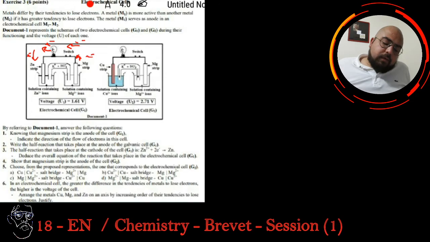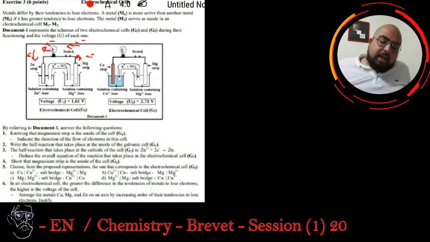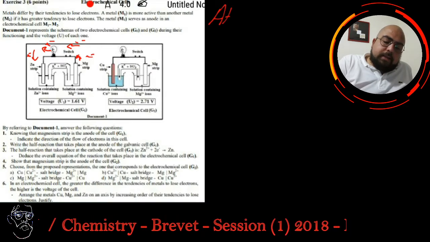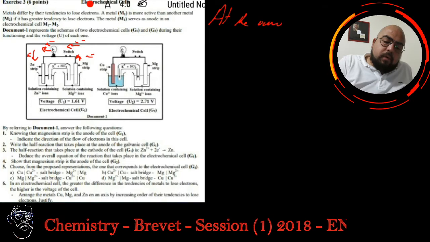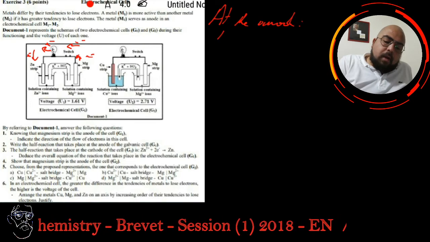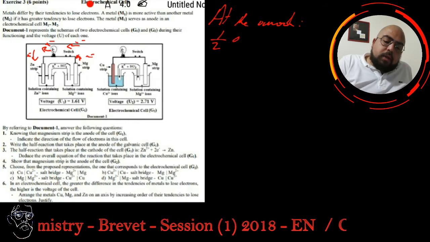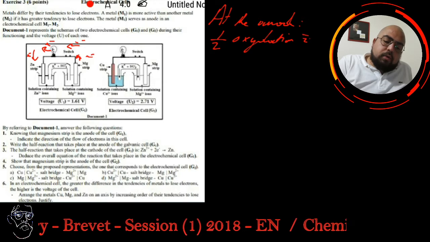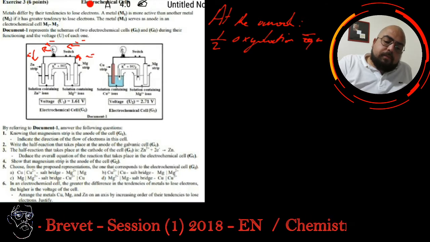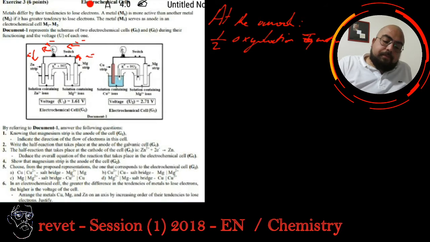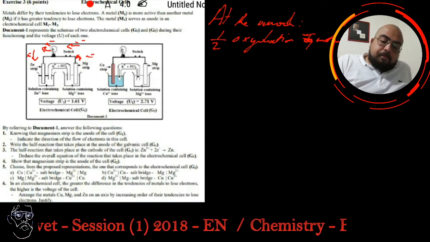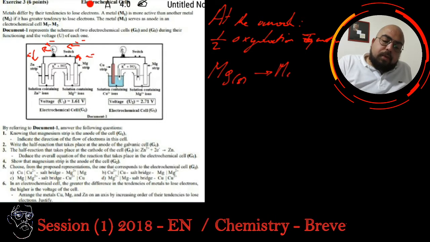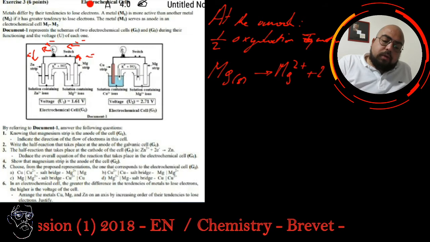Write the half reaction that takes place at the anode of the galvanic cell G1. At the anode we have the oxidation equation: Mg is being transformed to Mg2+ plus 2 electrons, so it's losing 2 electrons.